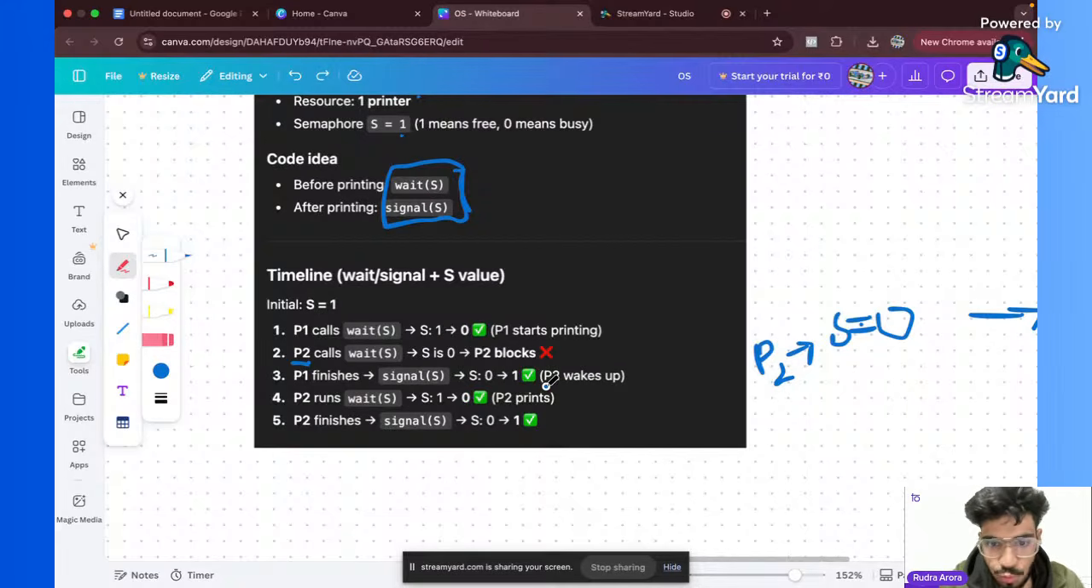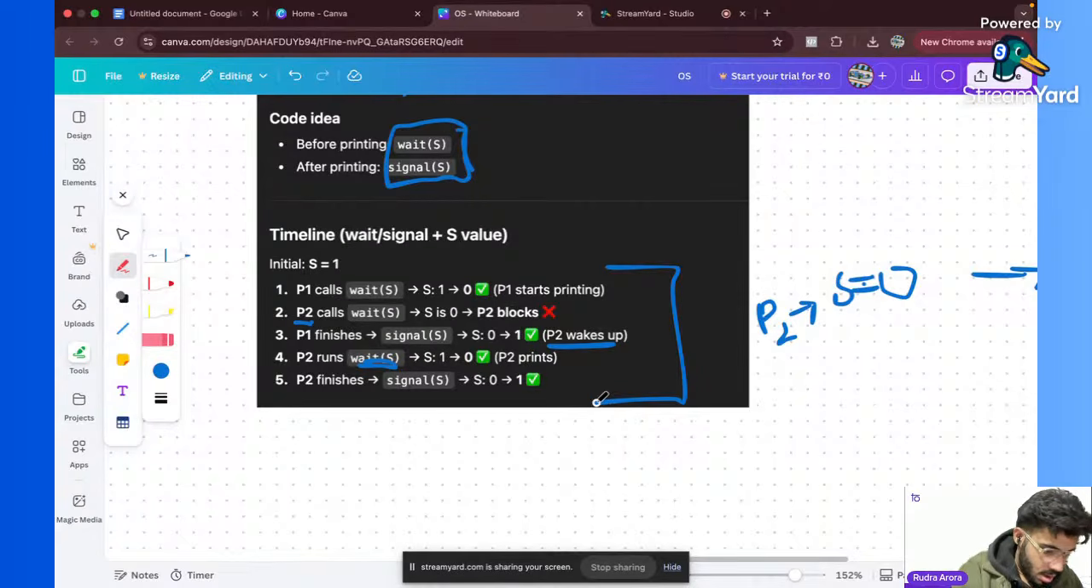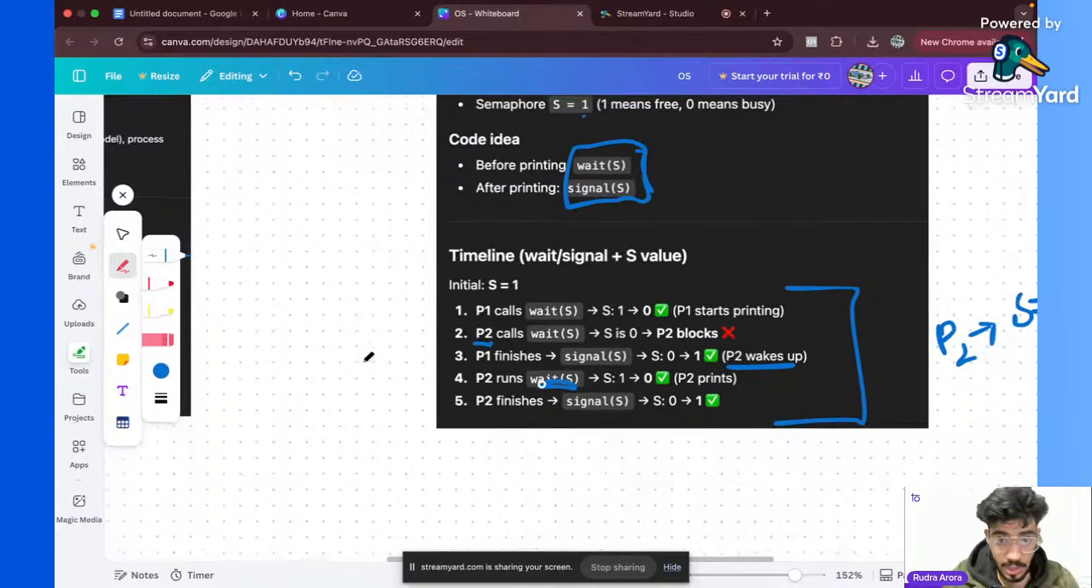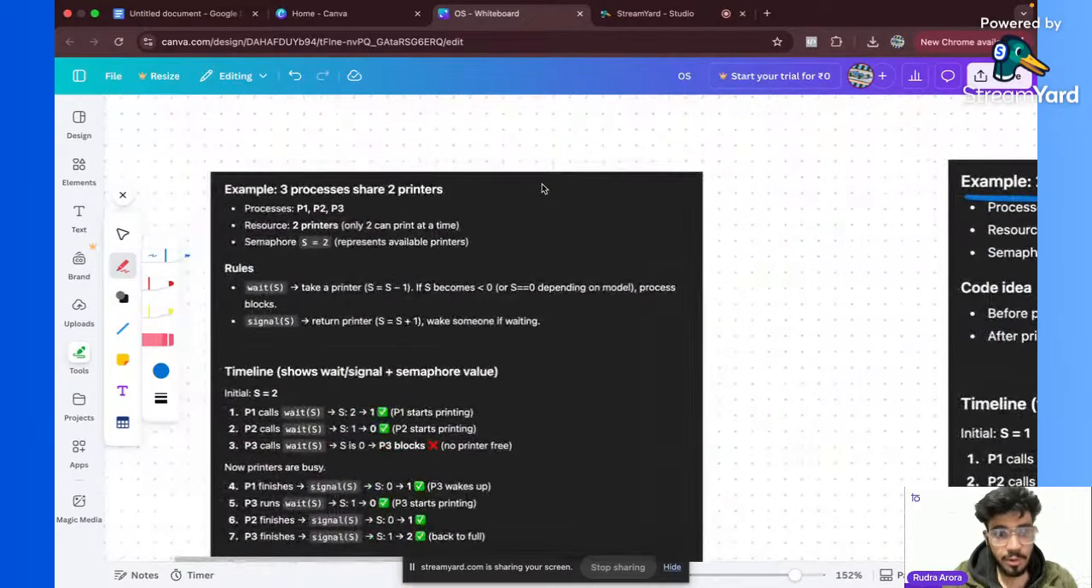So after that P2 will awake, and P2 will call wait. When P2 calls wait, from 1 it will become 0, and the similar pattern would be followed as for P1. In this manner they will independently execute their processes without interfering in each other's part. I think this particular thing would be clear, and we'll look at the example with three processes.